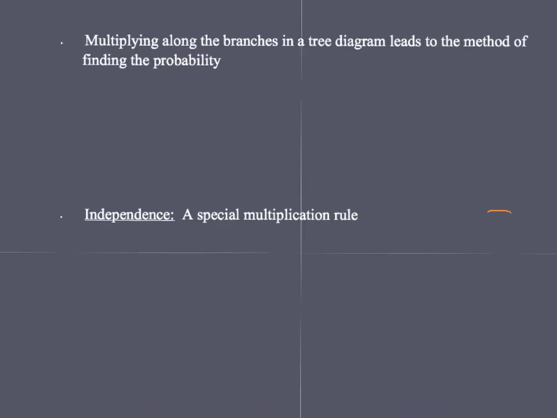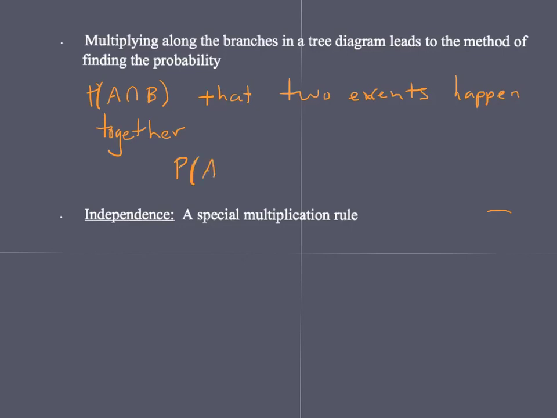Multiplying along the branches in a tree diagram leads to the method of finding the probability of A and B. So let's do the probability of A and B, that these two events will happen together. So the probability of both A and B occurring is equal to the probability of A times the probability of B.